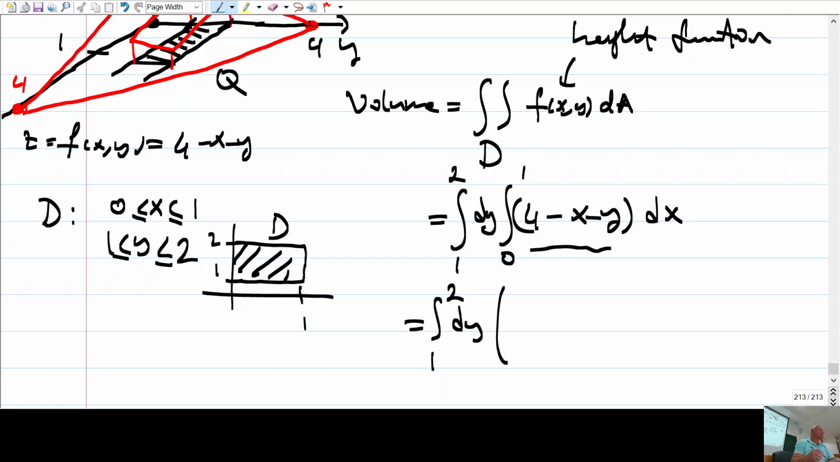How would you take the integral of this? Well, you just need to take the antiderivative of this with respect to x. What is an antiderivative for the constant 4? Just 4x, right? What is the antiderivative for x? Well, that is x squared over 2. What is the antiderivative for y? I consider y as if it's a constant. Therefore, this is just x times y. And this whole thing is integrated from 0 to 1.